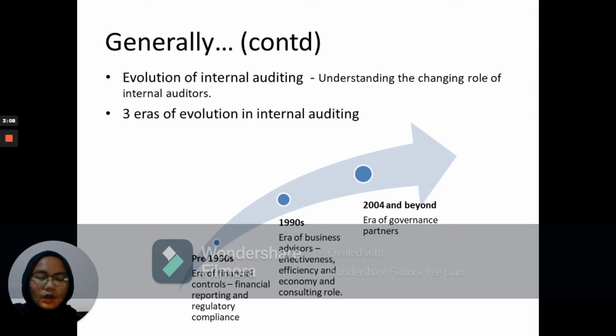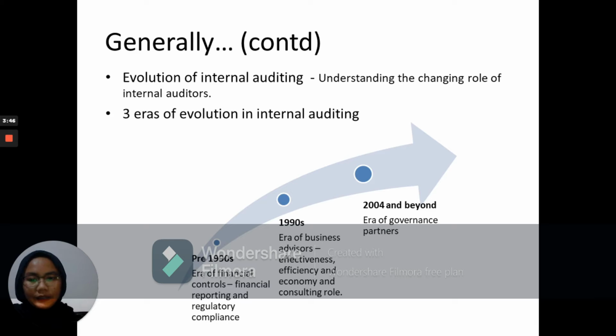Next is the evolution of internal auditing. The purpose is to understand the changing role of internal auditors. Until the 1990s, the internal auditor focused on verifying financial transactions and on assurance work. But over the years, the scope extended into assessing controls, risk, and governance. Their roles now include consultancy. There are three eras of evolution shown in the slide.